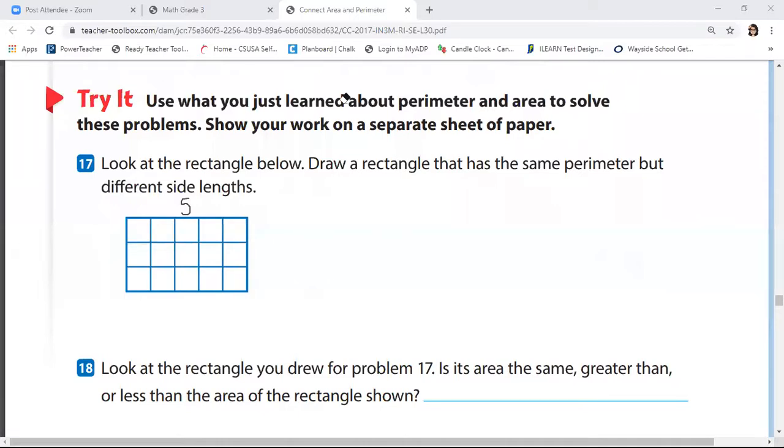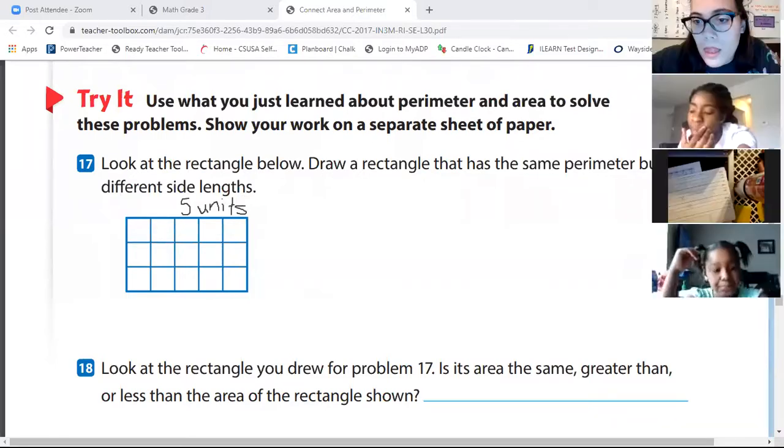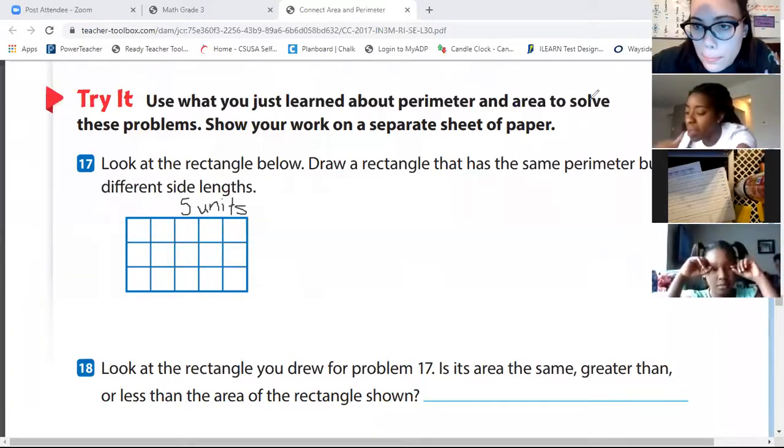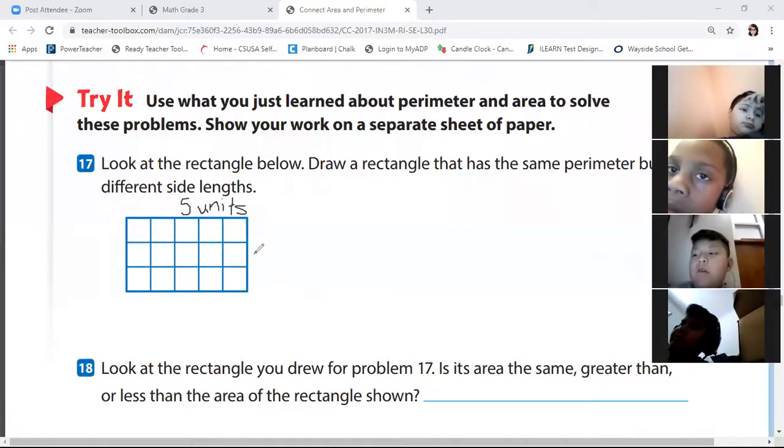So whoever's drawing, please stop. Yeah, let's please stop doing that. So 5 units. And then who can tell me the width? Demaya, tell us the width. 3 units. 3 units, perfect.